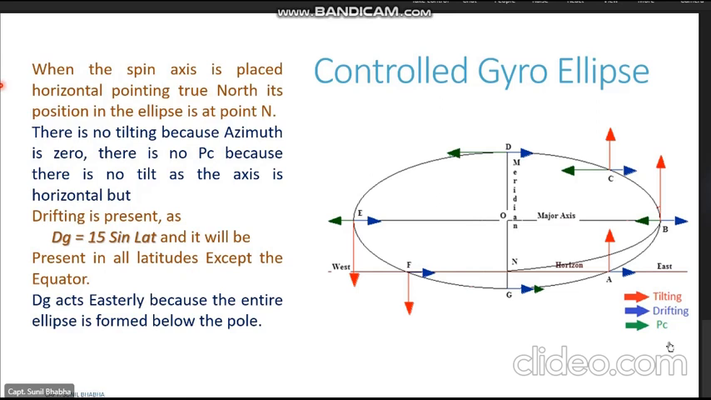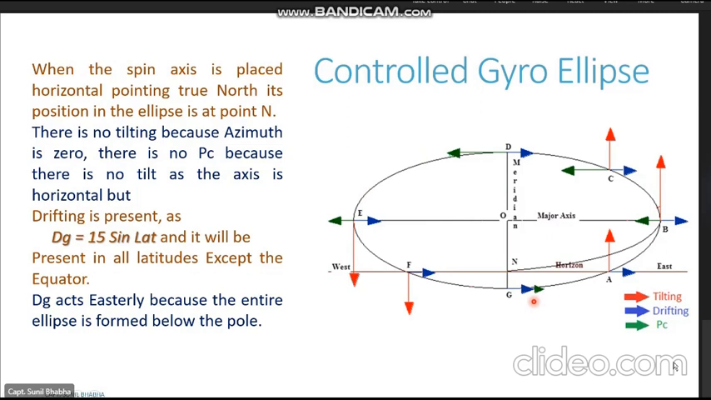So now we have checked the application of all the three forces: the tilting, that is the red vector, drifting, the blue vector, control precession, the green vector. We have checked these vectors at all the points: Alpha, Bravo, Charlie, Delta, Echo, Foxtrot, Golf. And we have seen that as per their respective formula, the vectors are applied correctly.